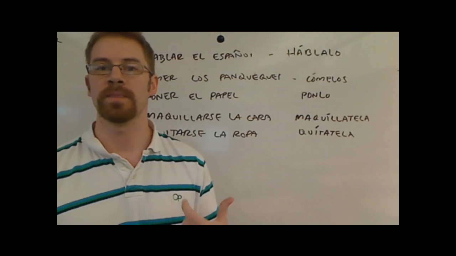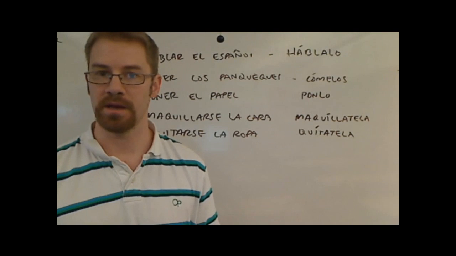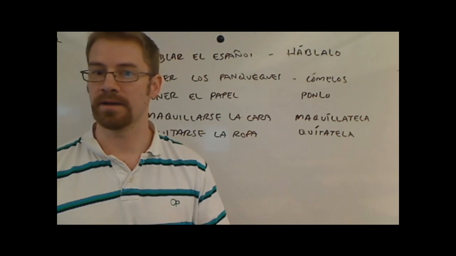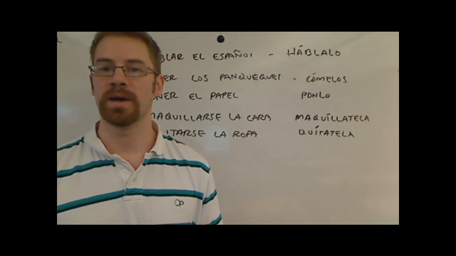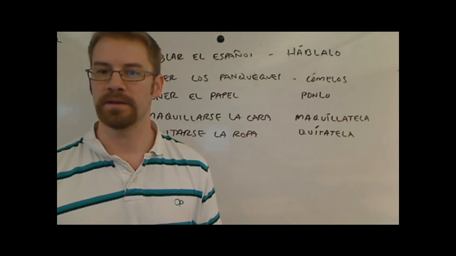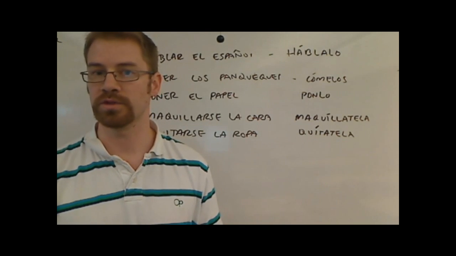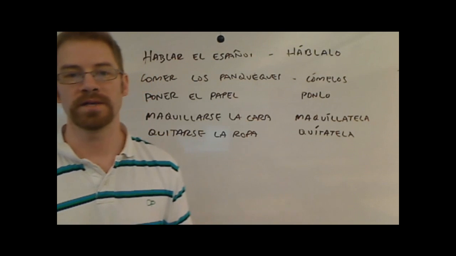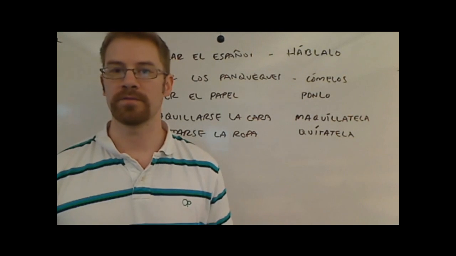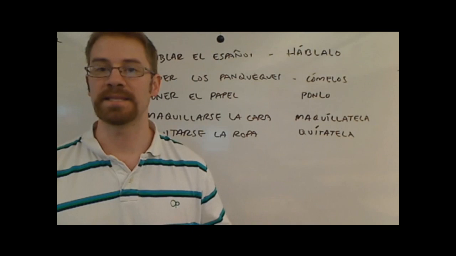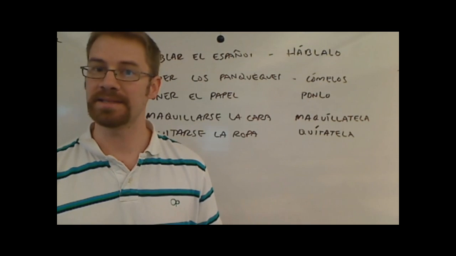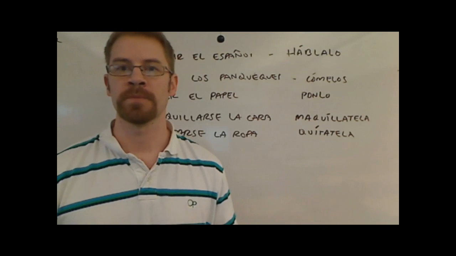Maquillarse la cara, so maquillar, we change to maquilla. The se to te, la cara would be la. So maquíllatela, and then that accents over the I because it's 3 or more syllables back on the stress syllable. And then the last one, quitarse la ropa, so take off your clothes would be quítatela, quítatela. Stress over the I on the quita, so that's where you put your accent mark.